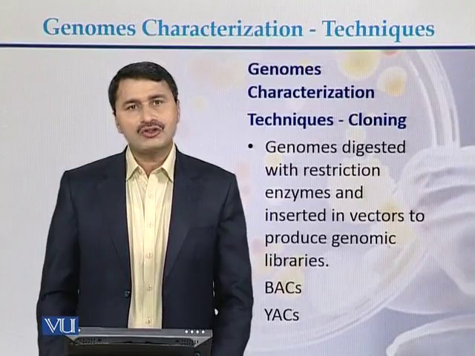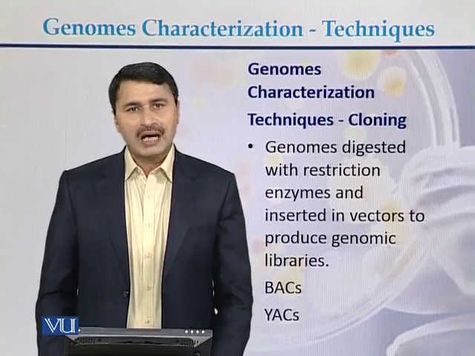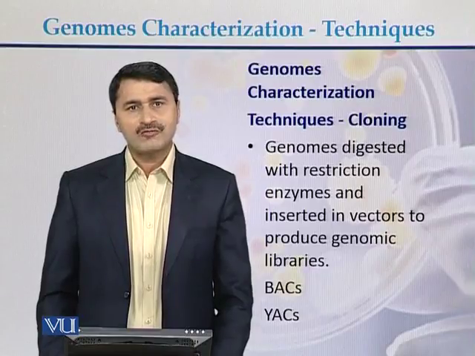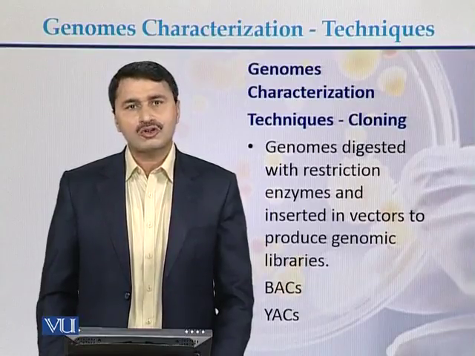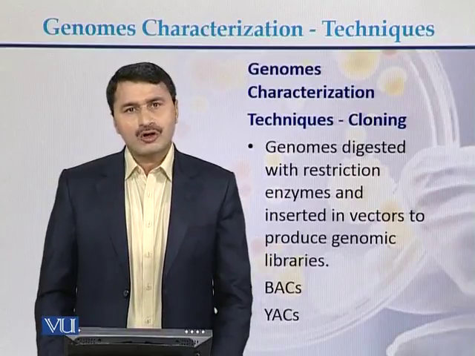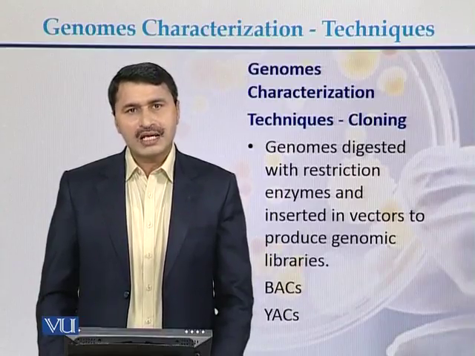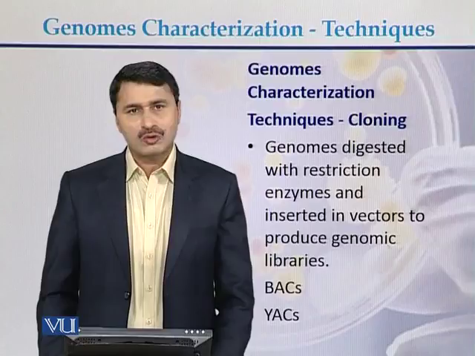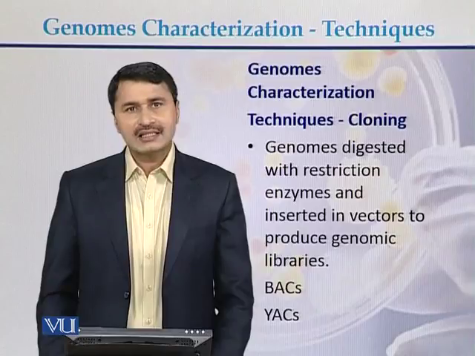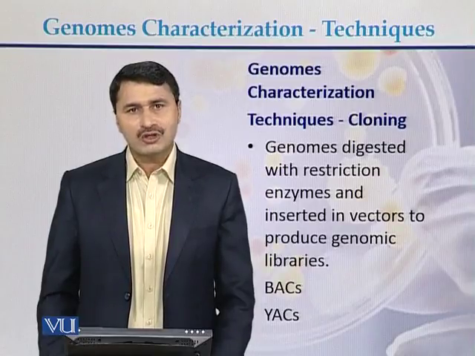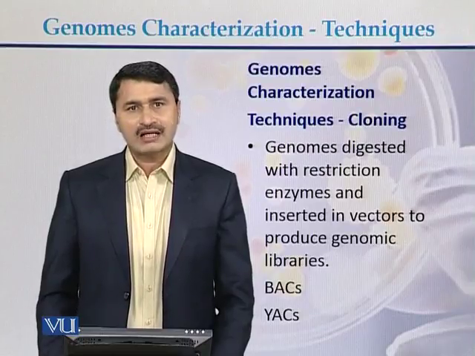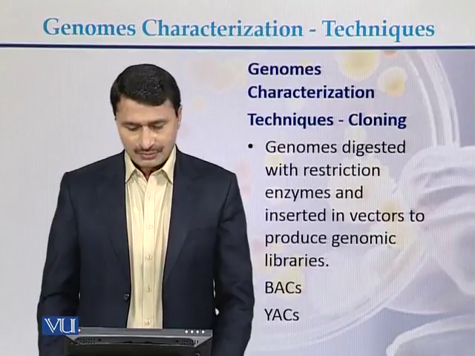The examples of genomic libraries can be BACs, YACs, and the libraries of some of the genomes were also in the form of cosmid vectors. So, cosmid vectors were used to prepare the genomic libraries. BACs, bacterial artificial chromosomes, were used to prepare the genomic libraries. YACs, yeast artificial chromosomes, were used to prepare the genomic libraries for the sequencing of the genomes.